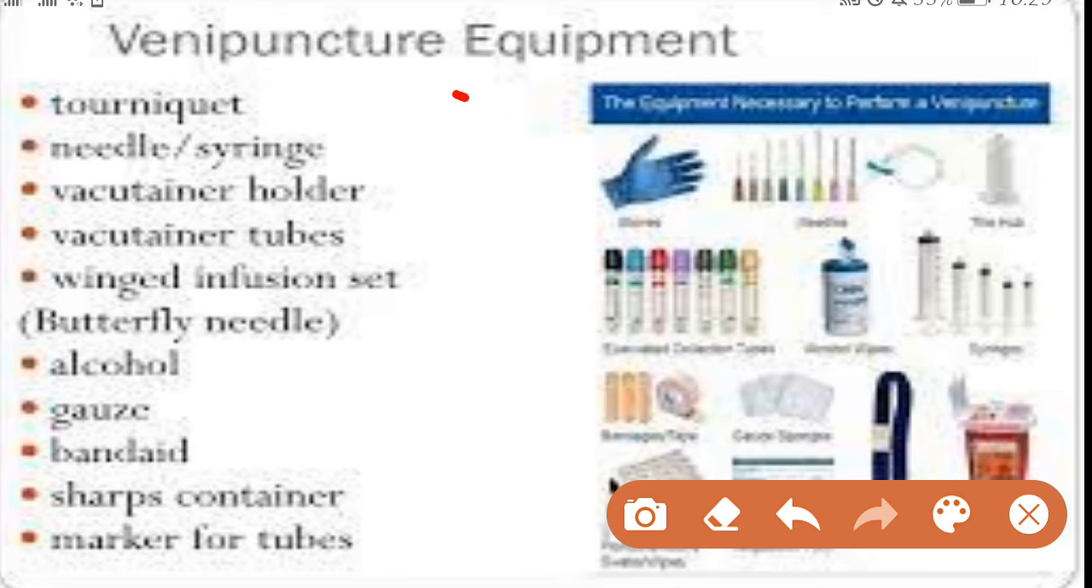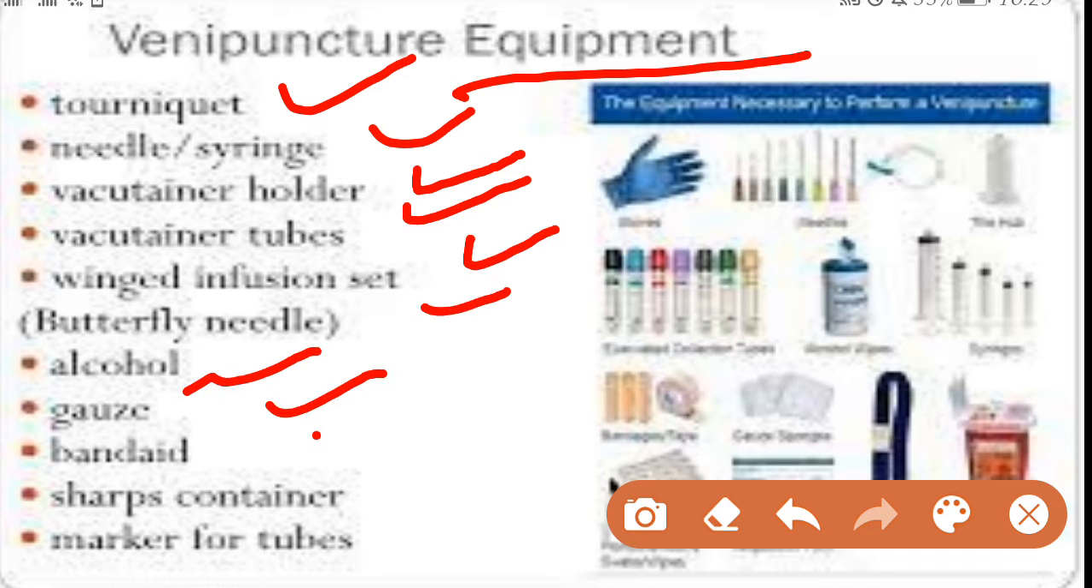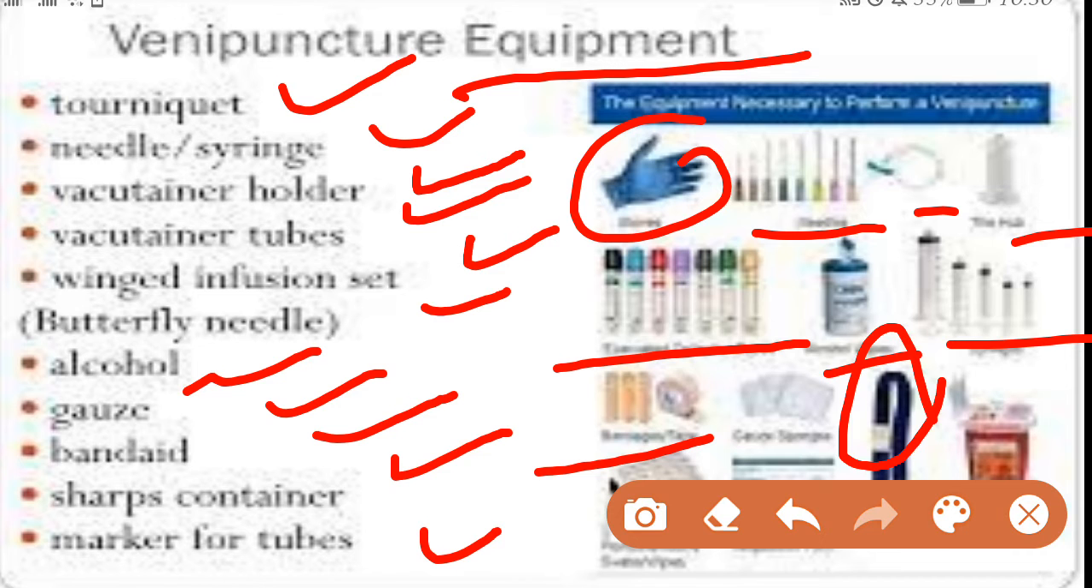Venipuncture equipment is tourniquet, needles, vacutainer holder, vacutainer tube, wing infusion set, butterfly needles, alcohol, gauze, bandage, sharps container, and a marker for the tube. That's all of the things. These are the pictures: the tubes for phlebotomy, bandage, tourniquet.